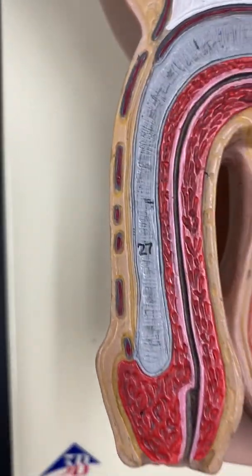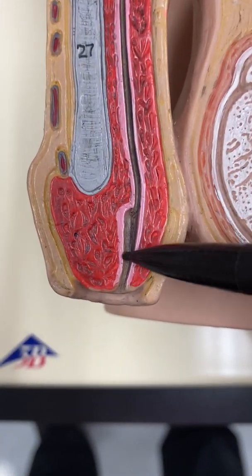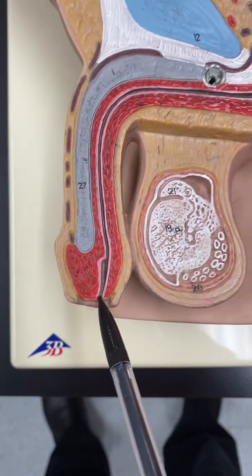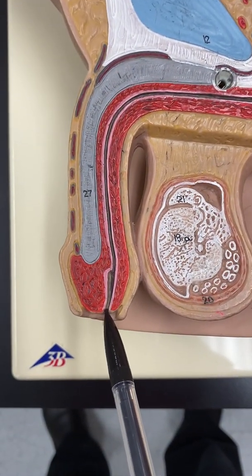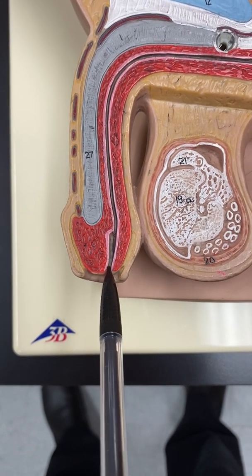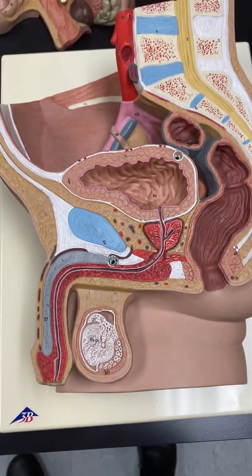But that is the covering on the outside of the glans penis. And then here is our opening of the external urethral orifice. That's the external urethral orifice. And that is the male reproductive system.